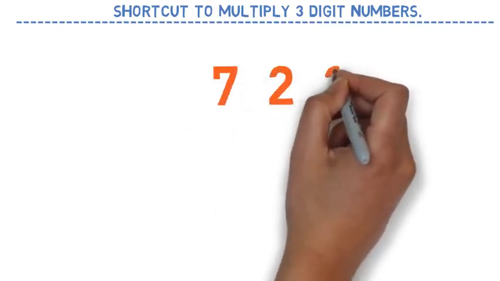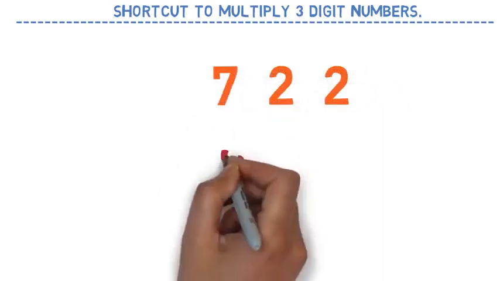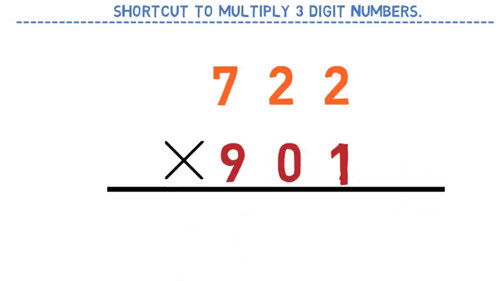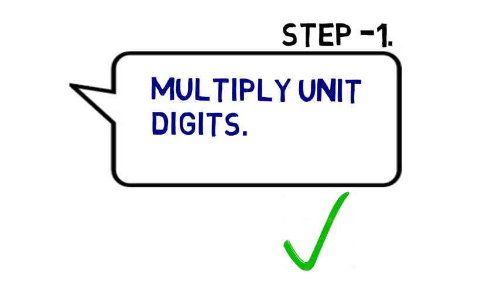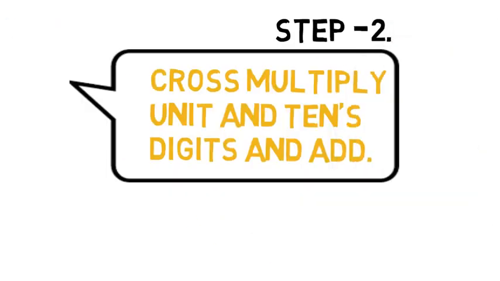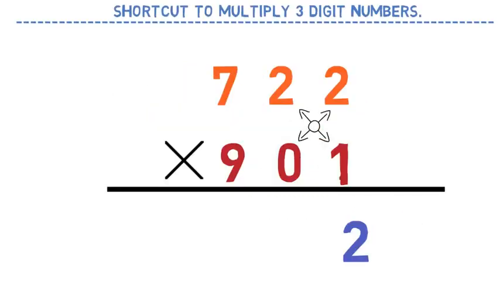So let's try to solve the question 722 into 901. Definitely there would be carry, right? From step 1 we know we need to multiply the unit digits. 2 into 1 is 2. That's step 2, cross multiplication of the unit and tens digits. We have 2 into 1 is 2 and 2 into 0 is 0. 2 and 0 is 2.